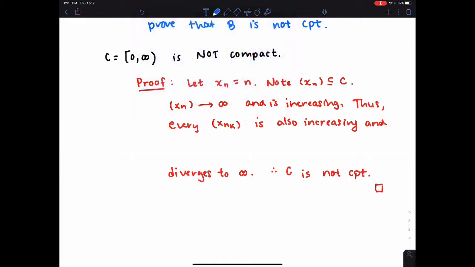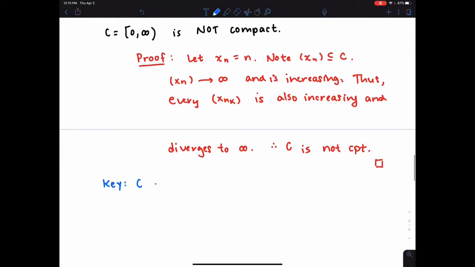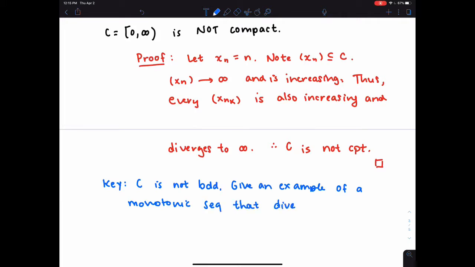So in summary, again, the key here is that C is not bounded. So give an example of a monotonic sequence that diverges. All x_{n_k} will also diverge.